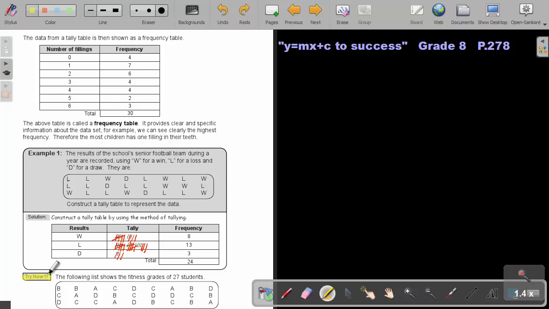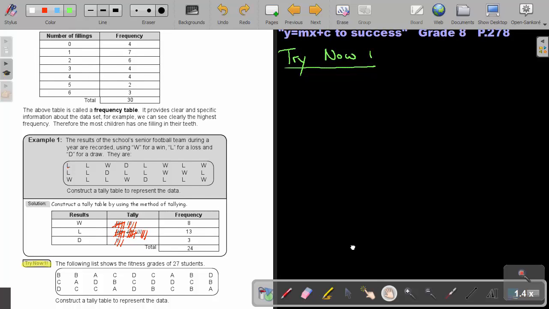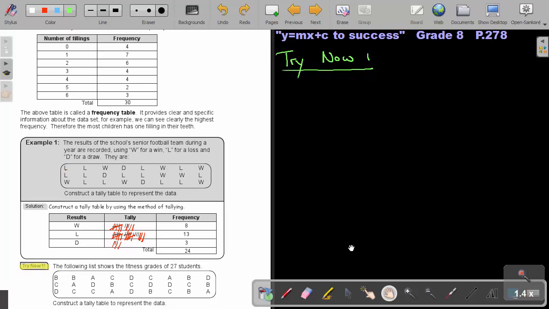Okay, so basically, we are just going to say this is try now 1. Try now, and this is number 1. And the question is, the following list shows the fitness grades of 27 students. Okay, let's first just check the question. Construct a tally table to represent the data.